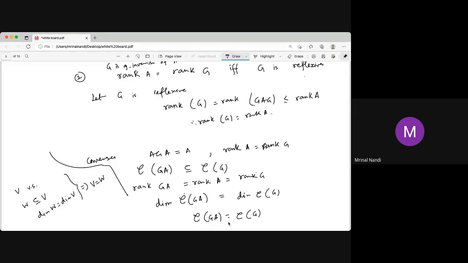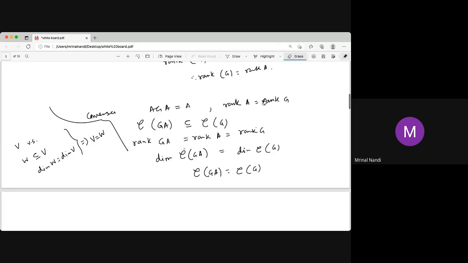Now, what happened then? If column space of G equals column space of GA, then what happened? The columns of G are just what? Therefore, column space of G equals that of GA means what happened? This is GA. What is GA? The columns of GA are linear combinations of columns of G. And then what can I say? There exists some matrix X such that G is equal to GAX.